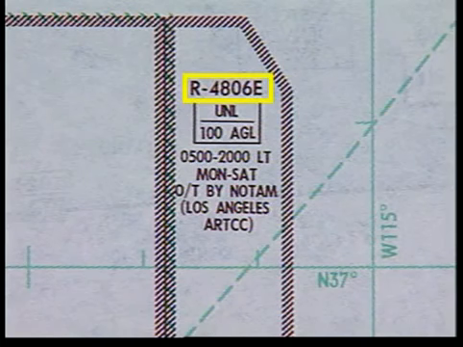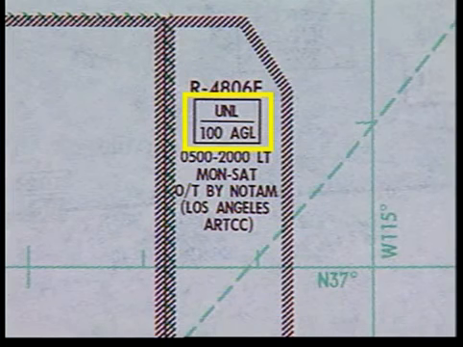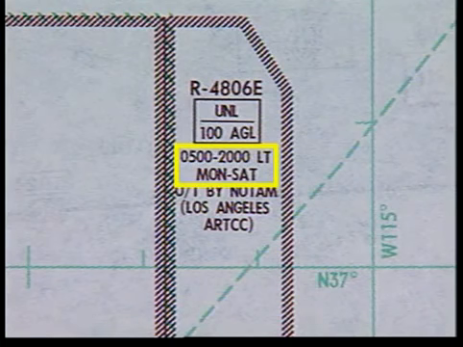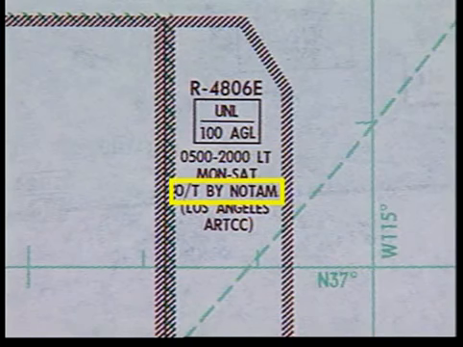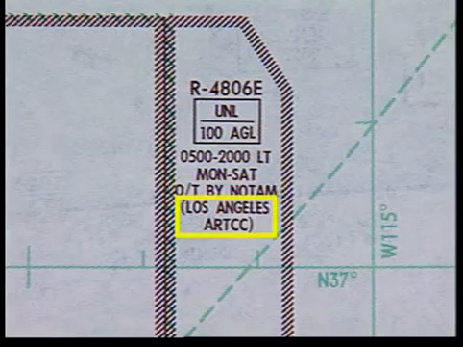This particular restricted area is R4806E. It uses the airspace beginning at 100 feet above the ground and has an unlimited ceiling. The area is active from 0500 to 2000 local time, Monday through Saturday, and other times by NOTAM dissemination. Los Angeles Center is the controlling agency.